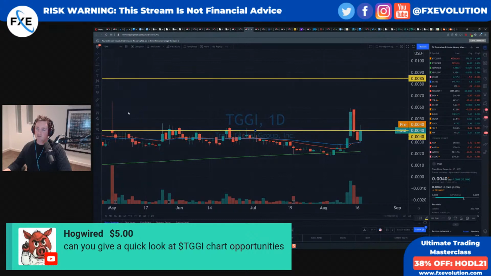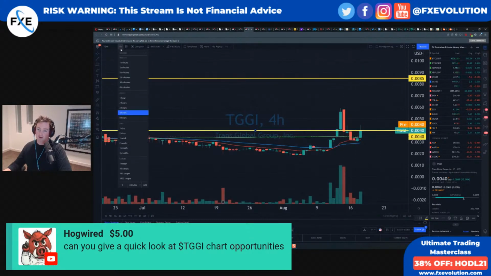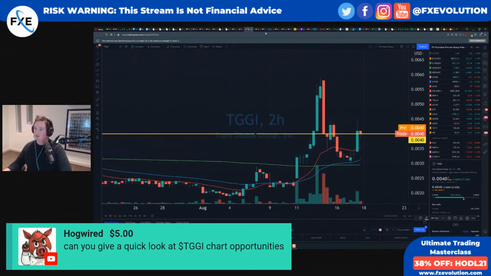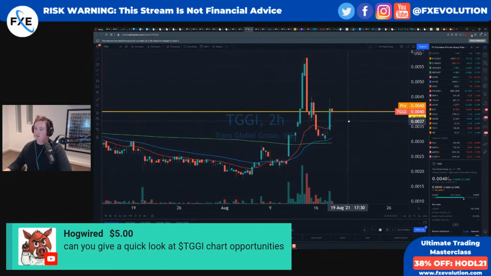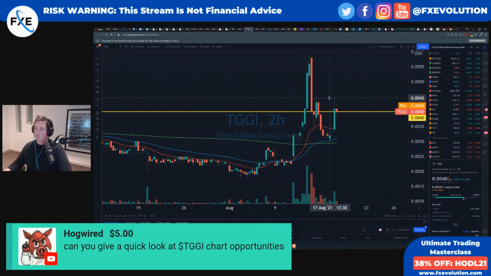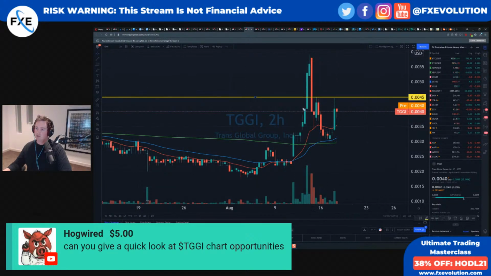Daily is not going to tell us much. Let's go 4 hour. 4 hour is not going to tell us much. 2 hour. Fairly tough to read. Weakness twice off this zone, so that once you get above there, you should be able to get back into these highs. So I guess you're looking for a bullish closure on that 0.0045.